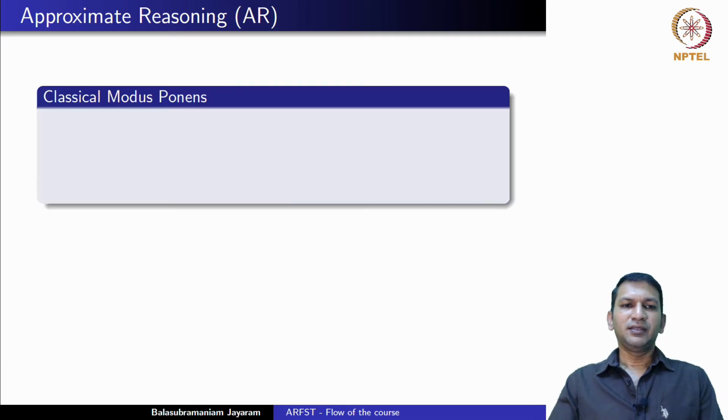We have seen in the brief introduction to the course that what we call exact reasoning is enabled by the classical modus ponens inference, where a piece of knowledge cast in the form of conditional A implies B, where A is called the antecedent and B is called the consequent. Given this piece of knowledge and an input which matches the antecedent exactly, we can infer B as the output.